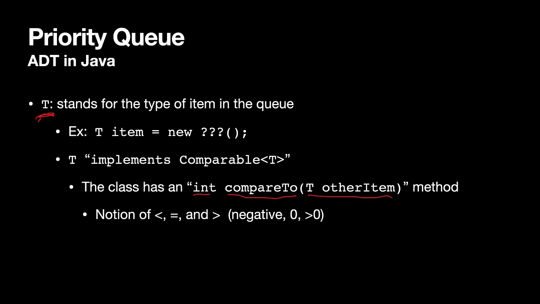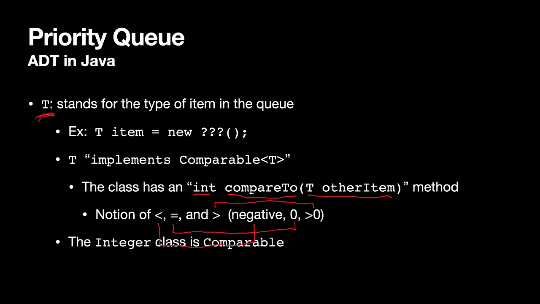If the integer returned is zero, that indicates that we would consider the item that called compareTo and the argument that was passed in to be equal. If the value returned is less than zero, if it's negative, that means we would consider the item that called compareTo to be less than or before the item that was passed in as the argument. And finally, if it returns a number that's greater than zero, we would consider the object that called compareTo to be after or greater than the item that was passed in as an argument. Most of our examples today will focus on integers, and conveniently the Integer class implements the Comparable interface.